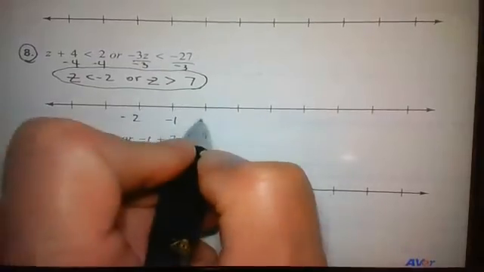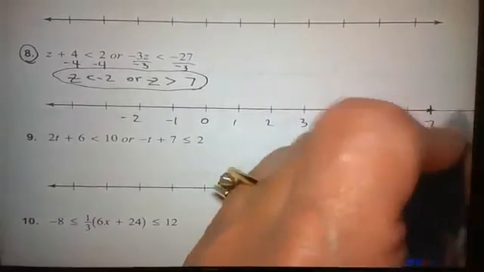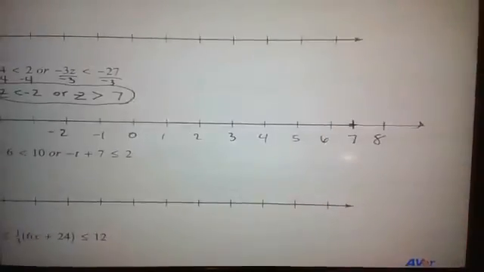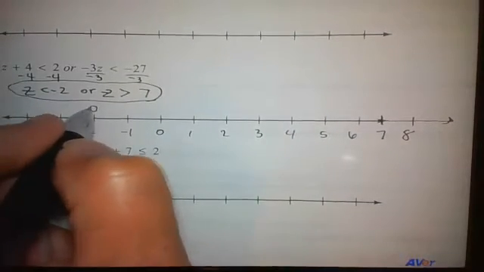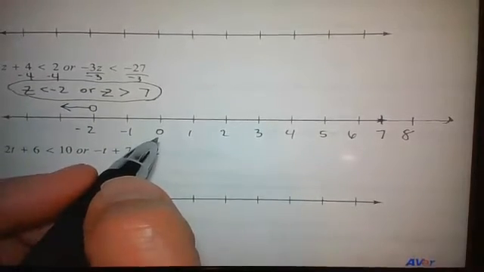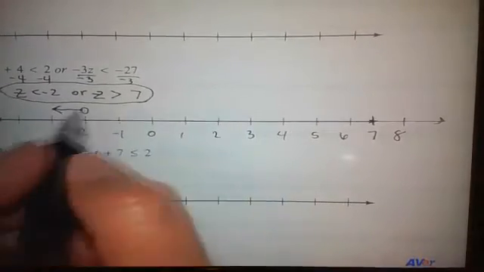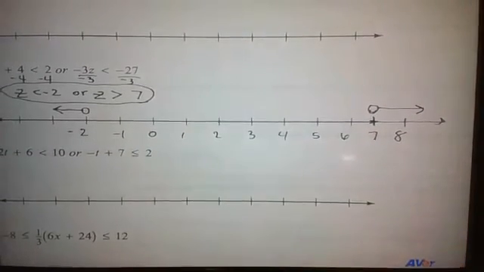Negative 2, negative 1, 0, 1, 2, 3, 4, 5, 6, 7, 8. Okay, random numbers here. So Z is less than negative 2 over there. I could have counted not by ones, right? But I did. Z is greater than 7. Okay, there's my or situation.